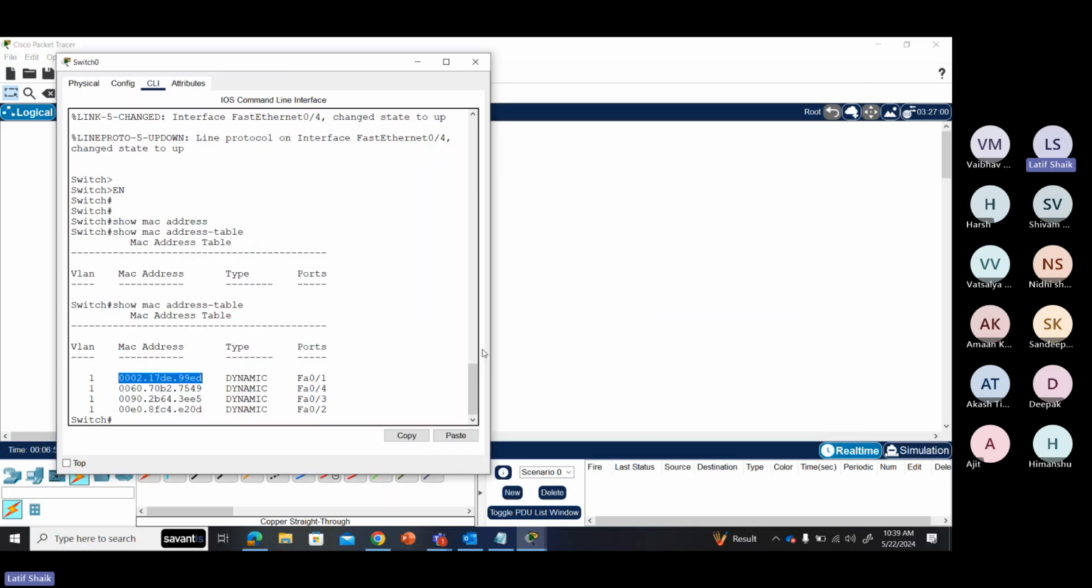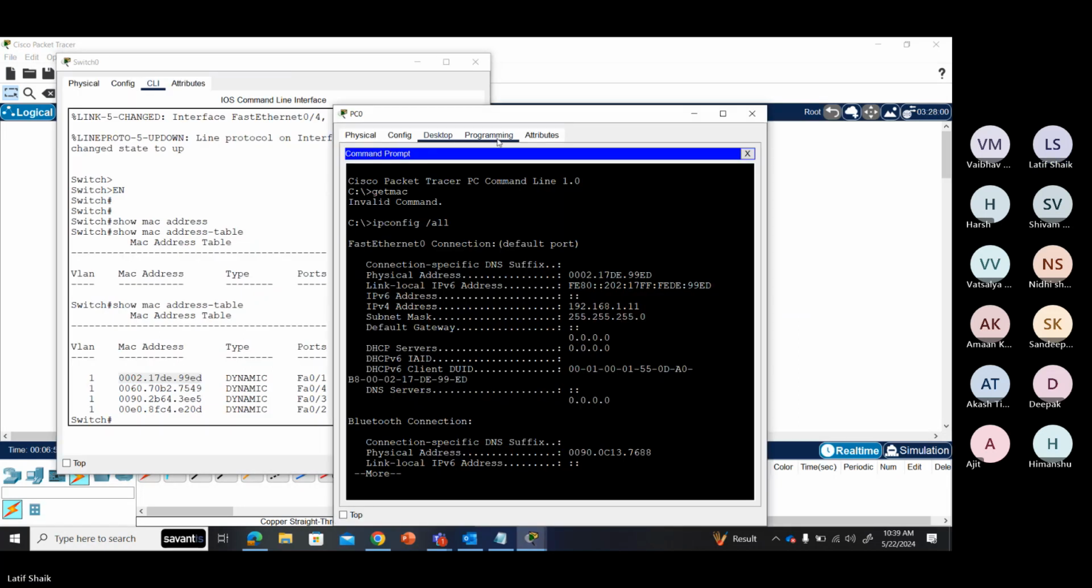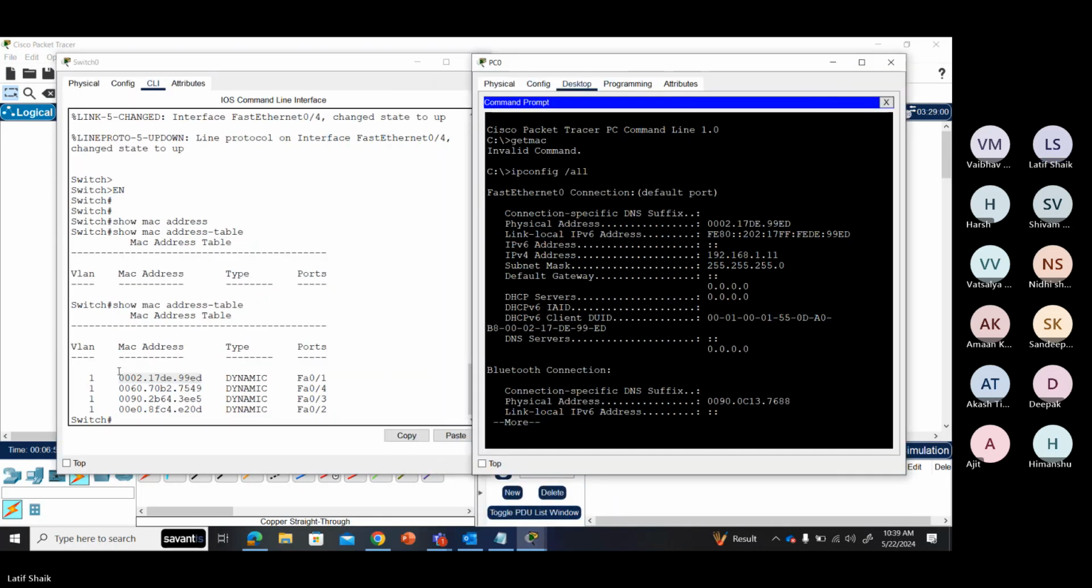You want to see side by side? Side by side. See the highlighted one. Are both the same or different? Of course, this is in small letters and this is in capital letters.